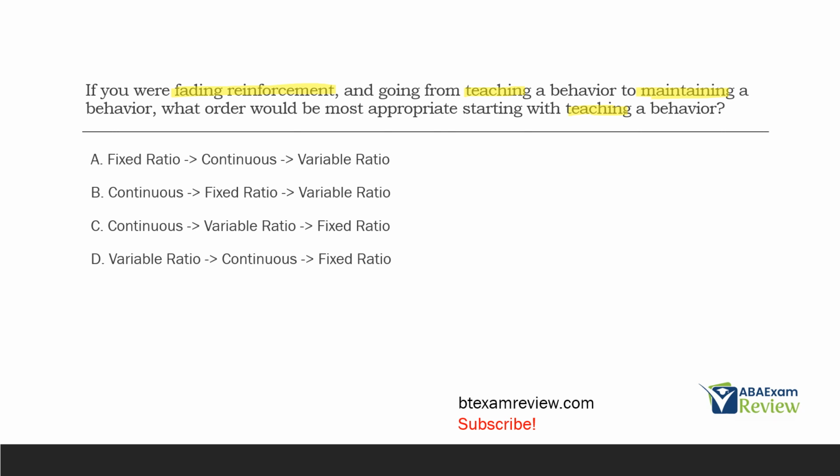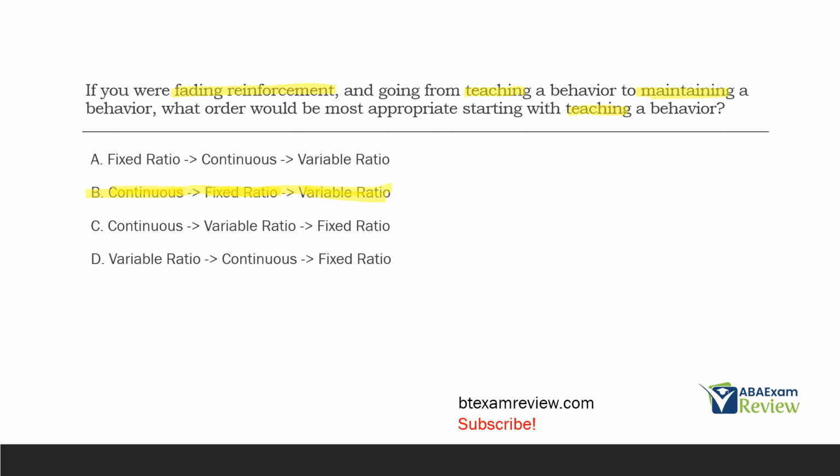So if we're going to fade it, in order, are we going to go fixed next or variable? Well, we're going to go fixed next because variable is going to be the strongest basic reinforcement schedule, right? Because it's unpredictable. And so if I'm teaching first, I want to go continuous. I'm going to fade to fixed as the behavior gets stronger. And then when I'm talking about maintenance, I want the strongest basic schedule, which is variable. So if I'm going from teaching to maintaining, we're going to go continuous, fixed, variable.